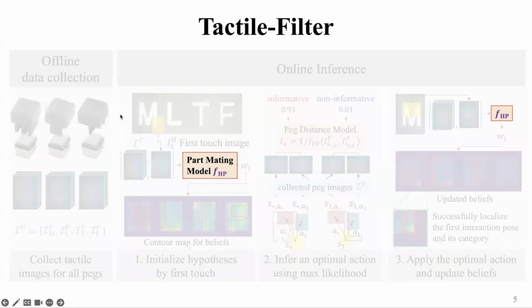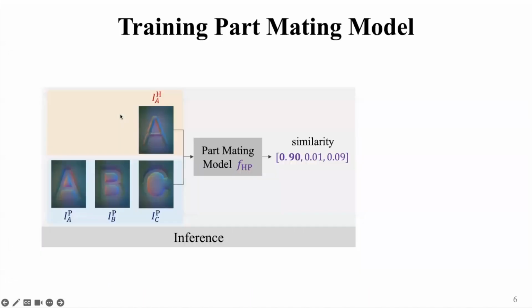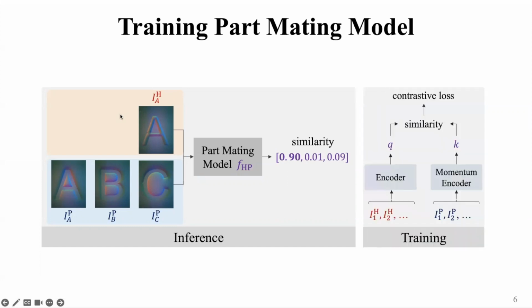Next, I'm going to explain how to train the part mating model. The part mating model takes a pair of peg and hole images and is trained to output a high score only when the corresponding peg and hole image is inputted. For example, in this case, the letter A. This model is trained by using a contrastive learning framework, learning to maximize similarity scores for the correct pairs.